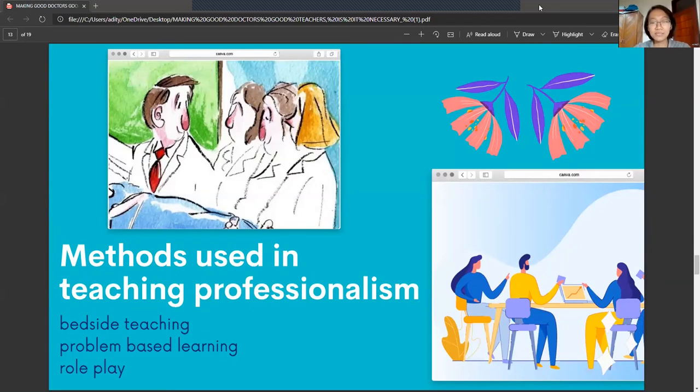Next, I will elaborate on methods used in teaching professionalism, specifically for young doctors, as it is common for experienced physicians to pass down their knowledge to young doctors. The first method is bedside learning. This actually is an effective way to learn clinical skills and communication skills.